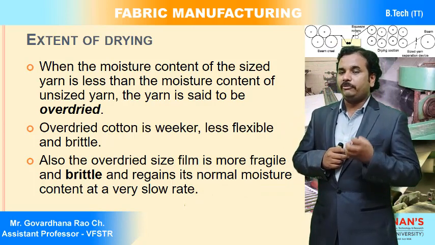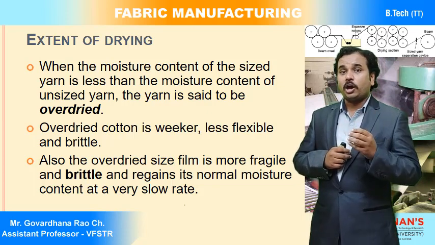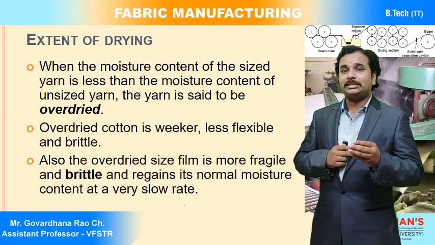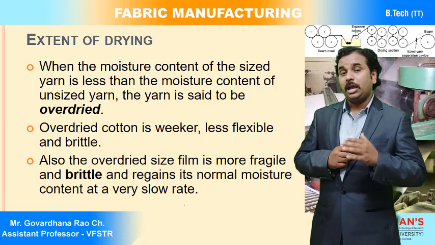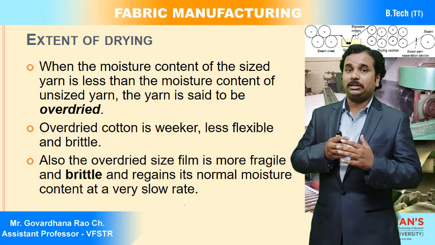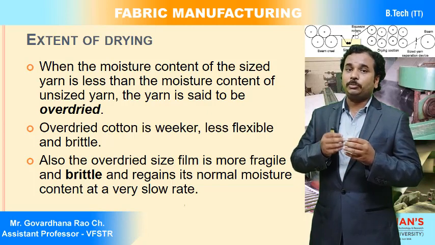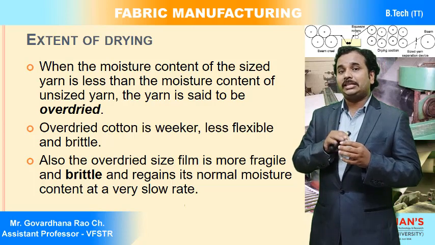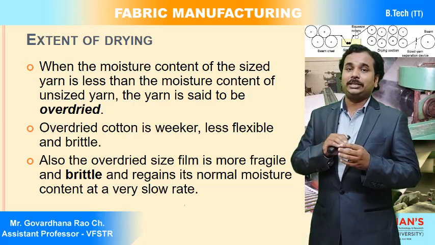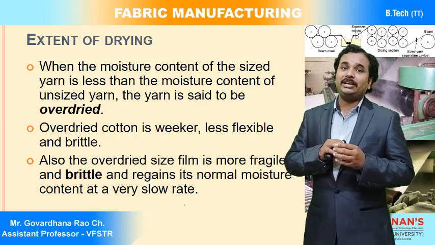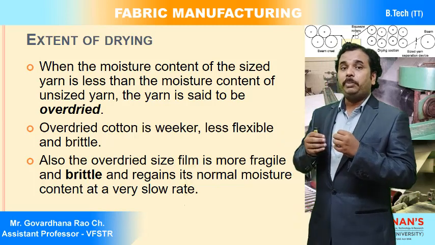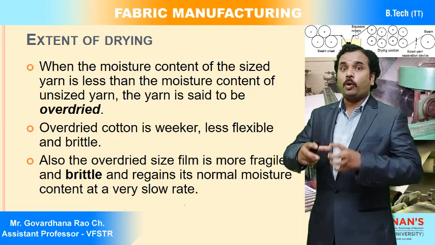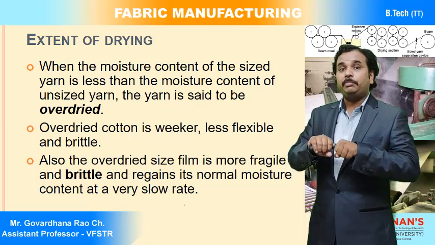Now what will happen if it is over dried? Along with the yarn moisture content, the size ingredients that are on the surface of the yarn as well as inside the yarn are affected. Inside the yarn structure there are air pockets, and there are also size ingredients inside the yarn structure. So the size ingredients are over dried, so they become very brittle.